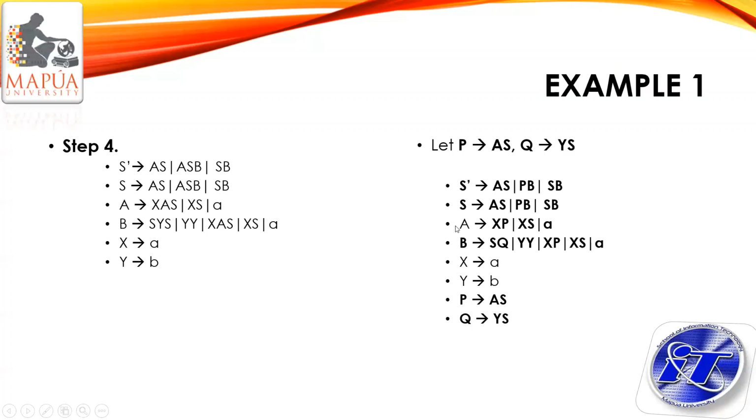Okay, then let's check if we follow the format for CNF. So start symbol could yield a null, so we don't have that, it's okay. All right hand side should have only two non-terminals. We didn't violate it. And also a non-terminal yields to one terminal. Okay, so we didn't violate it. So therefore, this will be the CNF equivalent of the given CFG.